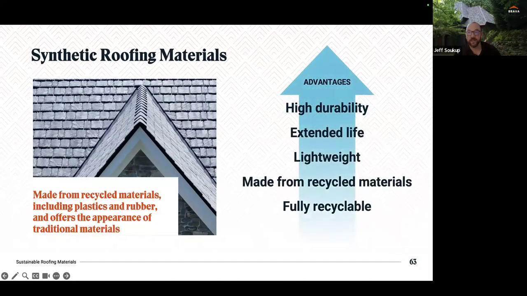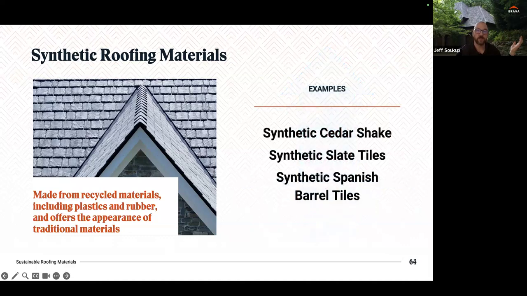And then synthetic roofing, great products made from recycled materials, including plastics and rubber. So we're keeping material out of the landfill. They're highly durable. They're resilient. They have extended lives. They're lightweight, made from recycled material, and then fully recyclable at the end of their life.